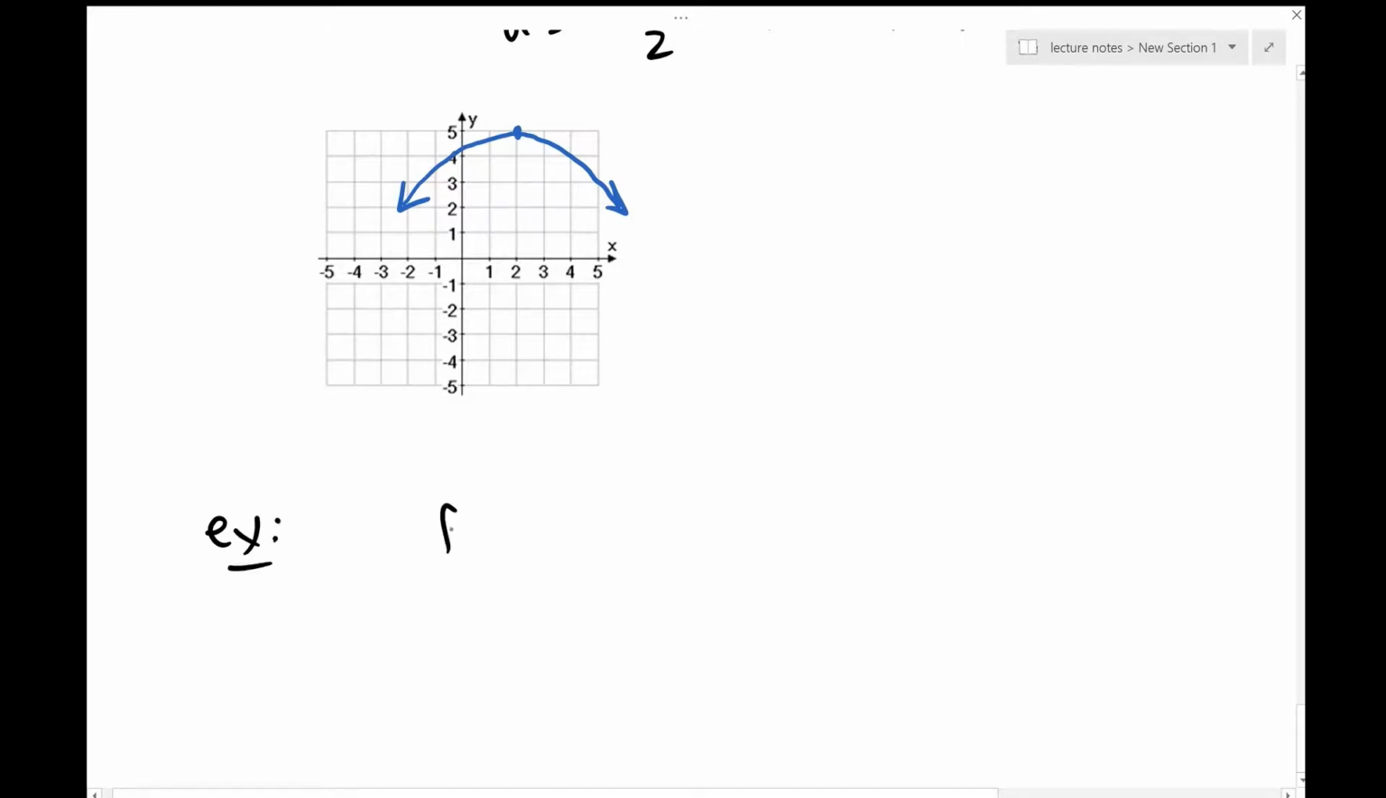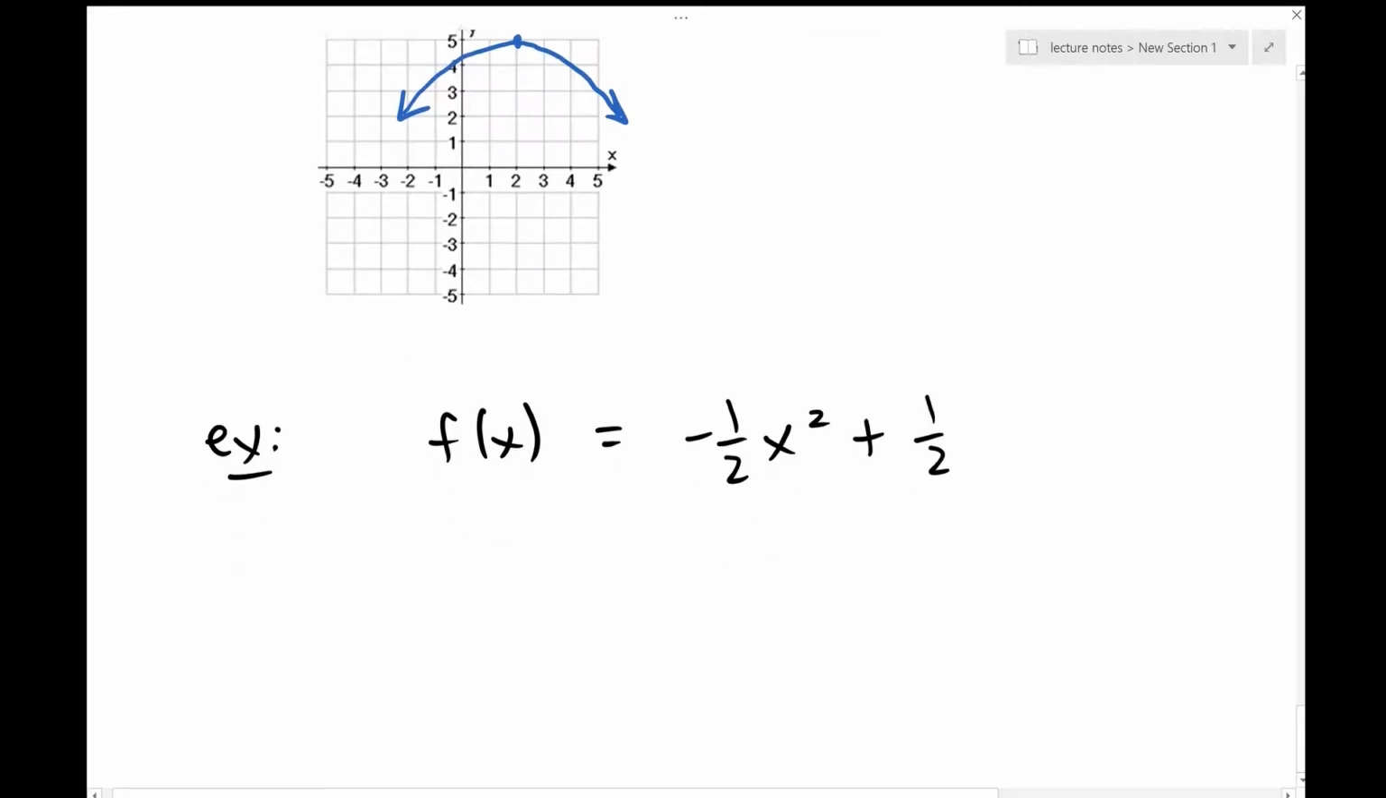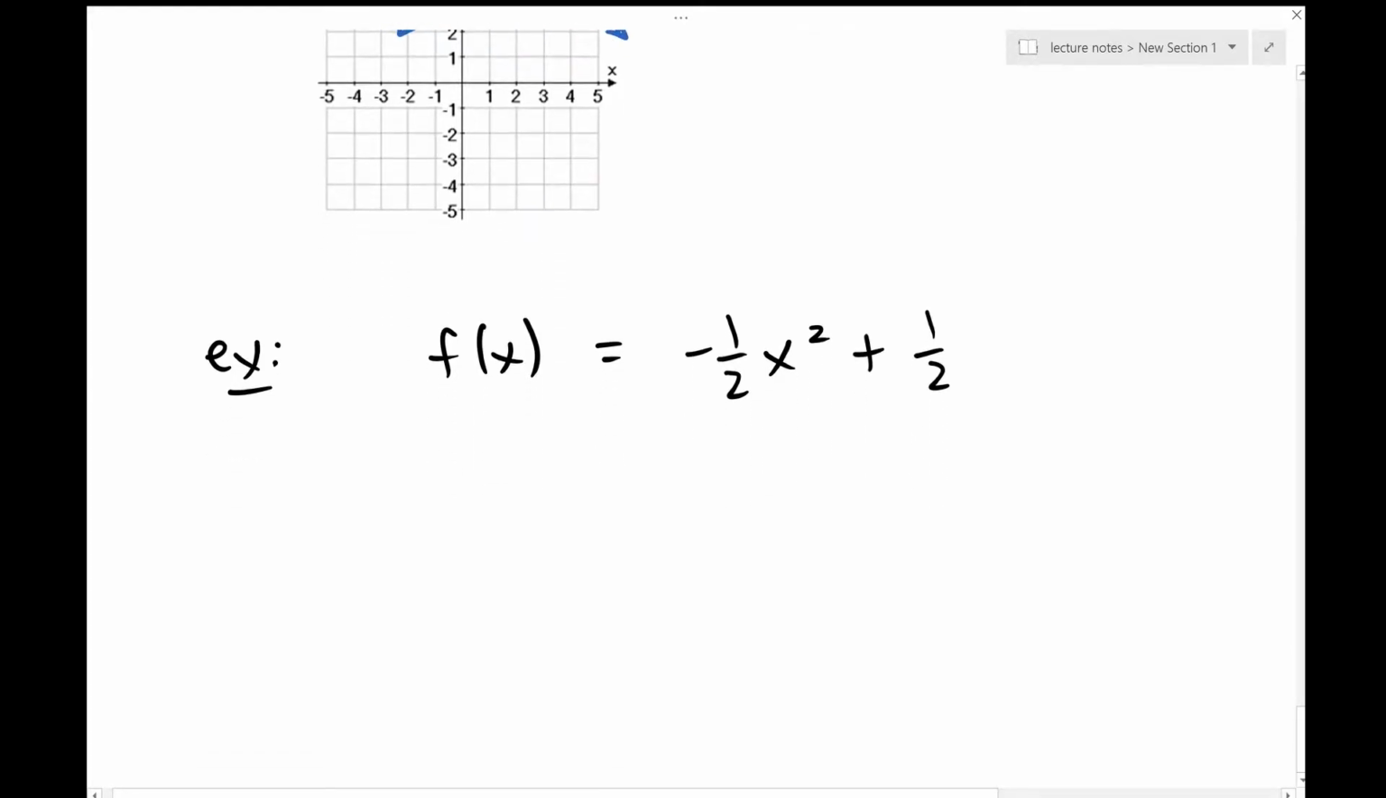Let's take a look at the function f of x is equal to negative 1/2 x squared plus 1/2. Well, when we see a function like this, we don't necessarily have to use the negative b over 2a formula to find the vertex, although we could. Instead, what I'm going to do here is I'm going to think of the x squared as being the same thing as x minus 0 squared plus 1/2.